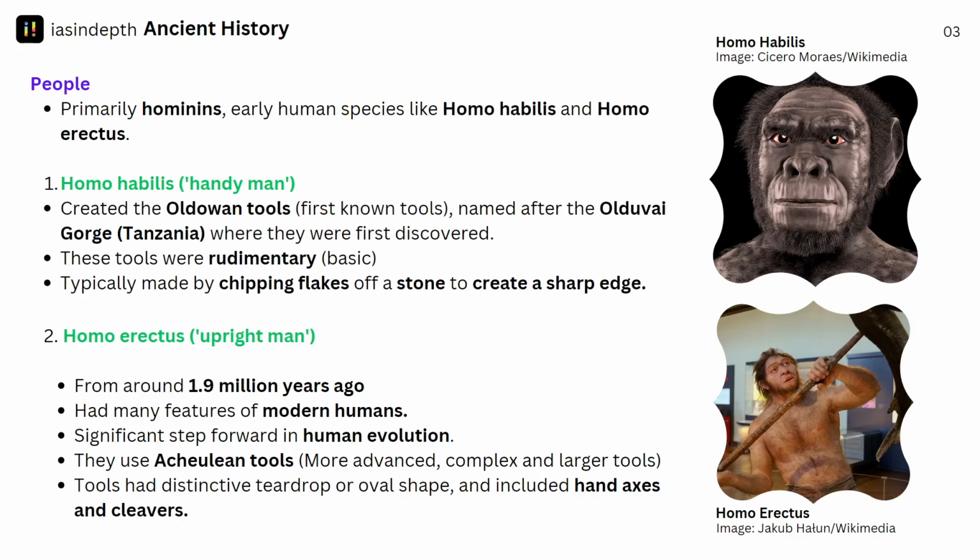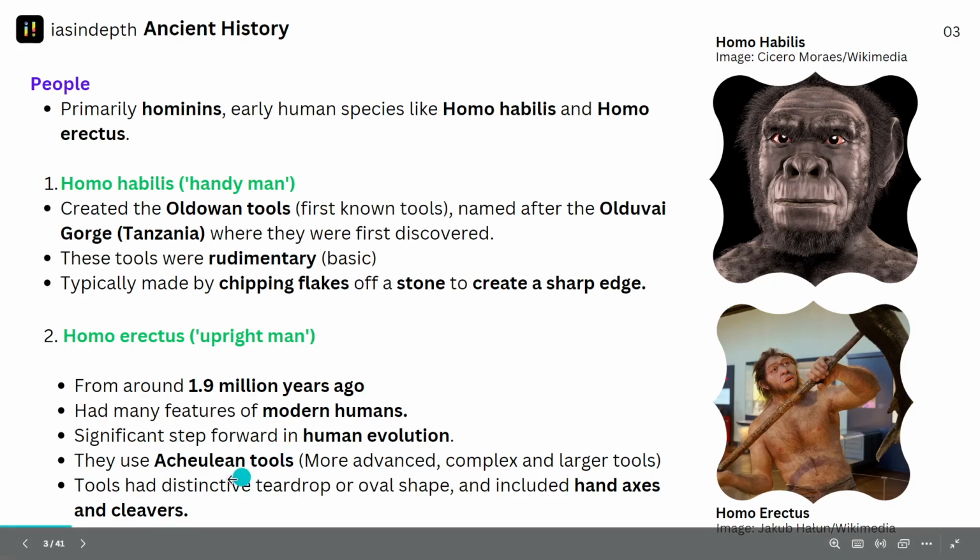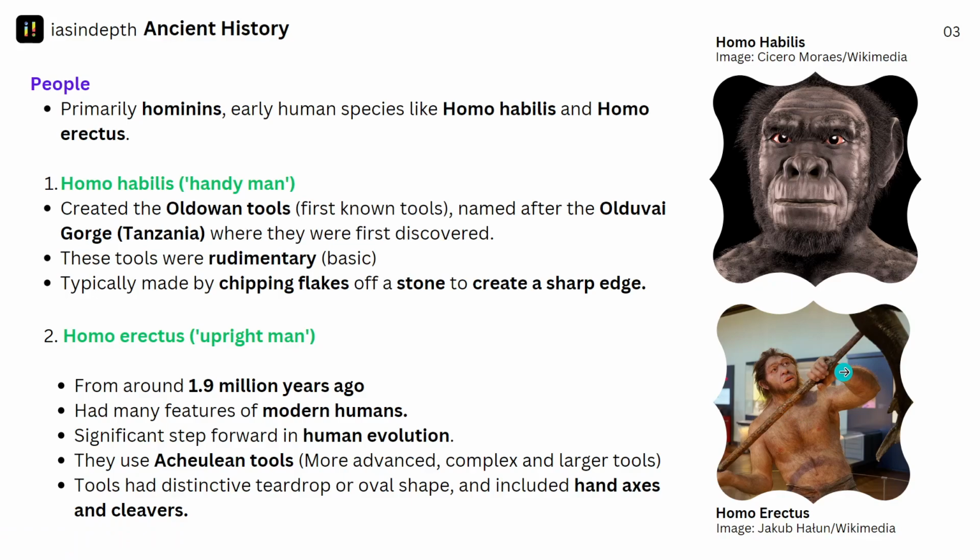They used them only to hunt small animals, and they gathered food, and ate fruits and other forest products like honey, etc. So Oldowan tools were used by Homo habilis, and when it comes to Homo erectus, they used Acheulean tools. You can see the example of Acheulean tools here. They are more advanced, complex, and larger tools, and they've got hand axes. This is a hand axe. They can hunt larger animals compared to Homo habilis tools.